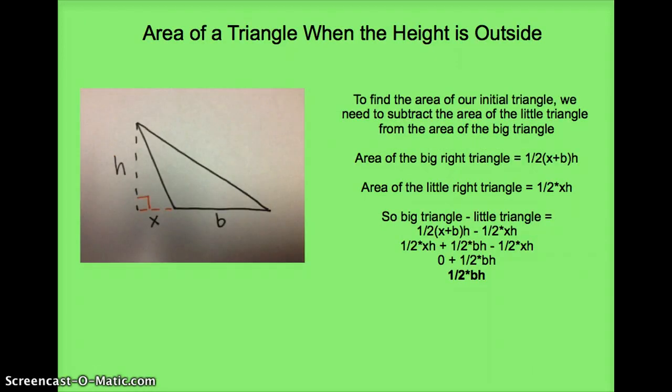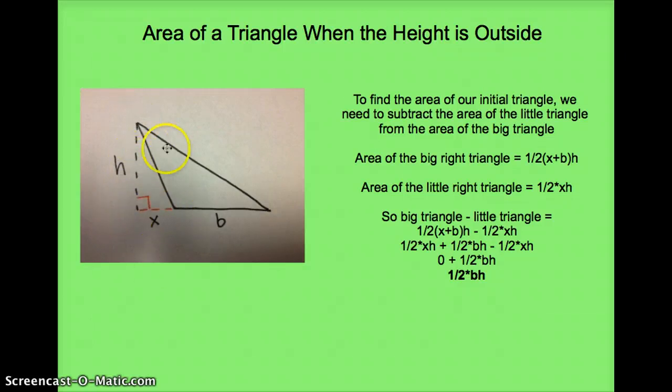So now we're going to look at the area of a triangle when the height is outside. First, we see that the height is not completely attached to our triangle. It's outside of it. So we're going to insert this length right here. We're going to call it X, this orange part. And so now we have two right triangles. We have this little right triangle where the height is H and the base is X.